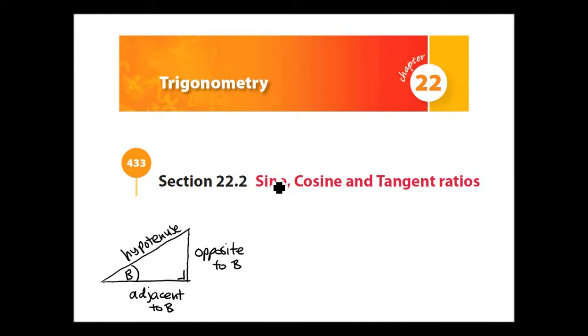So sine, cosine and tangent follow the rules SOHCAHTOA. This is an easy way maybe of remembering them. What this stands for is that sine of an angle, in this case B, is equal to opposite divided by the hypotenuse.